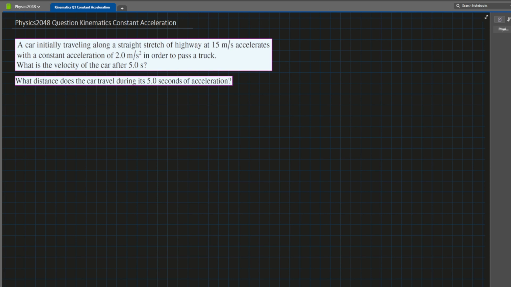Now we're given, I see here, the car initially traveling along a straight stretch of highway at 15 meters per second. So that indicates that initially our velocity is 15 meters per second. So we can go ahead and write down our data.